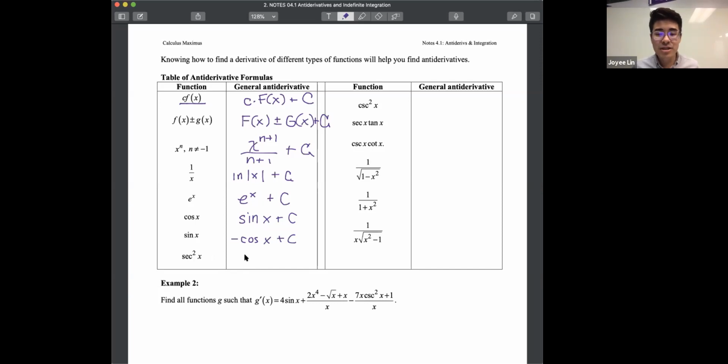Don't forget the tans are sexy. And I guess cosecants, cotans are cosexy maybe? I don't know. Secant tangent, if you know your derivative rules, then you should know your antiderivative rules. This will be negative cosecant x.